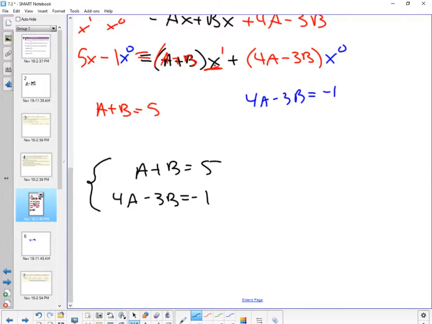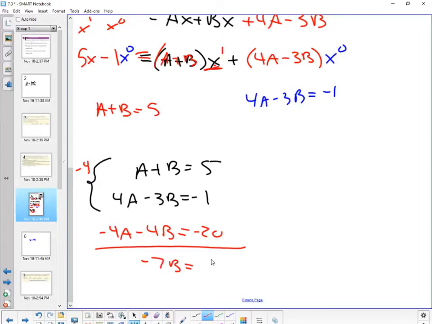So I'm going to multiply the top equation by -4. That will give me -4a minus 4b equals -20. Adding the equations, I've got -7b equals -21. So b equals 3. And what does a equal? 2.